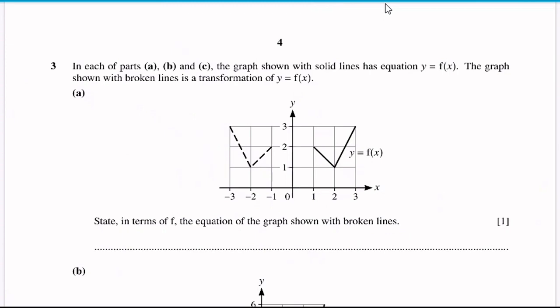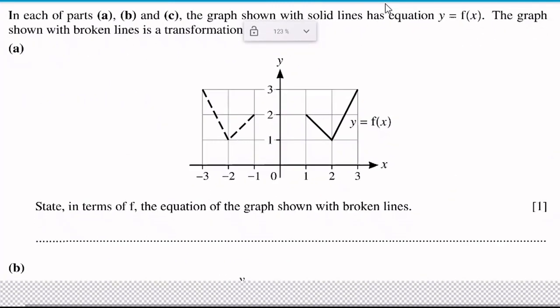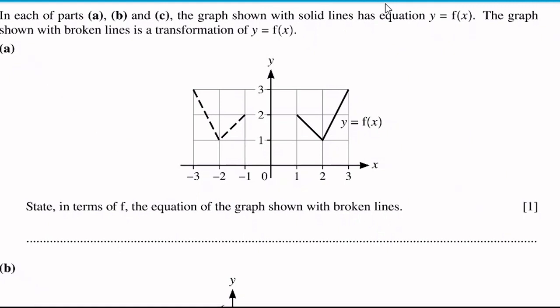This one as well, they gave us some function, with the given graph like that here. So the solid line, we can see there's actually a solid line, is representing fx, and the broken line is the transformed fx. So part A: state in terms of f the equation of the graph shown in the broken lines. So we can see this is actually a reflection in the y-axis. So for the reflection in the y-axis, the x becomes negative x. So for this function here, it is actually f of negative x. Okay, that's for part A, 1 mark only.